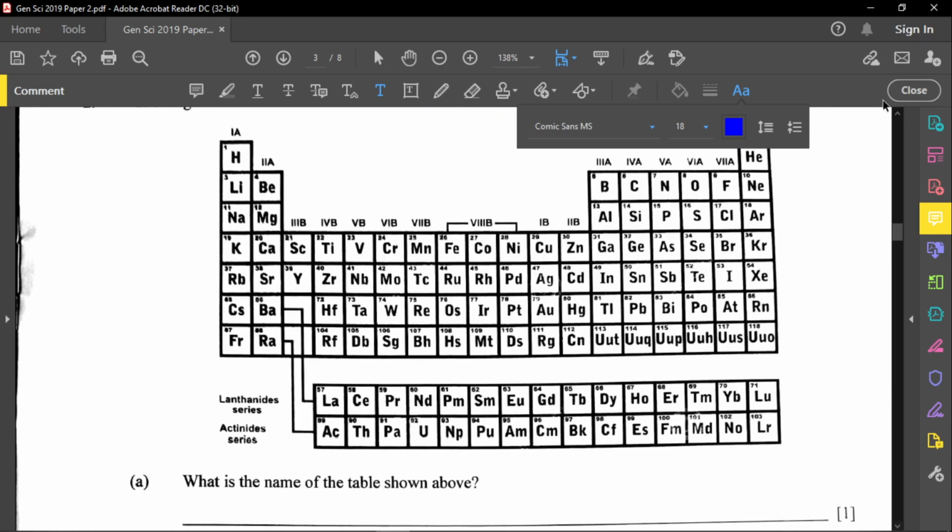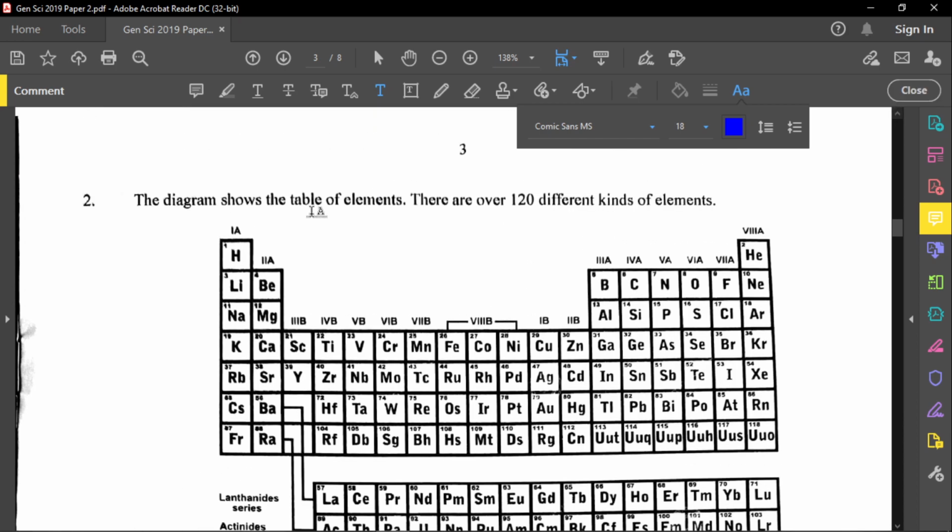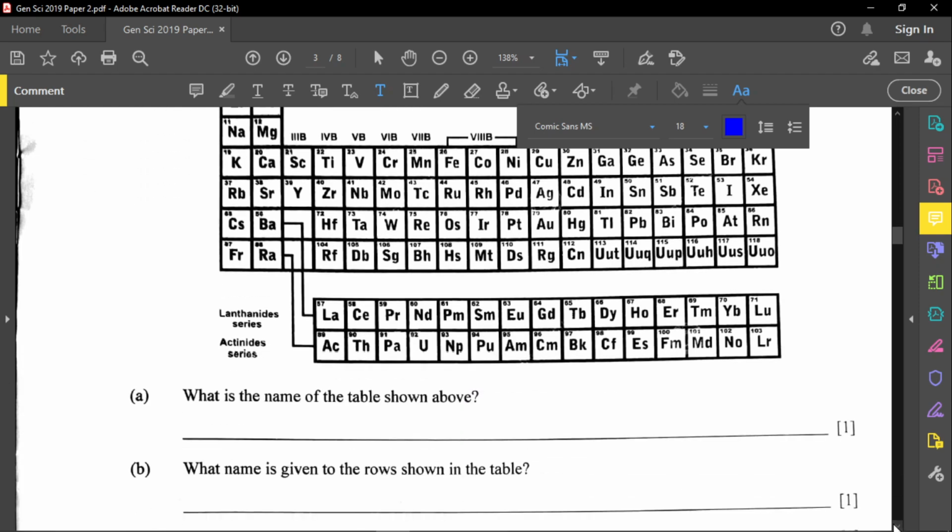Let's go to our second question. In this question, it says the diagram shows the table of elements. There are over 120 different kinds of elements. We have the symbols here, and we have some Roman numerals, which we're going to talk about, especially if they ask us. It says, what is the name of the table shown above? This table is called the periodic table, or you can say the periodic table of elements. All right, great.